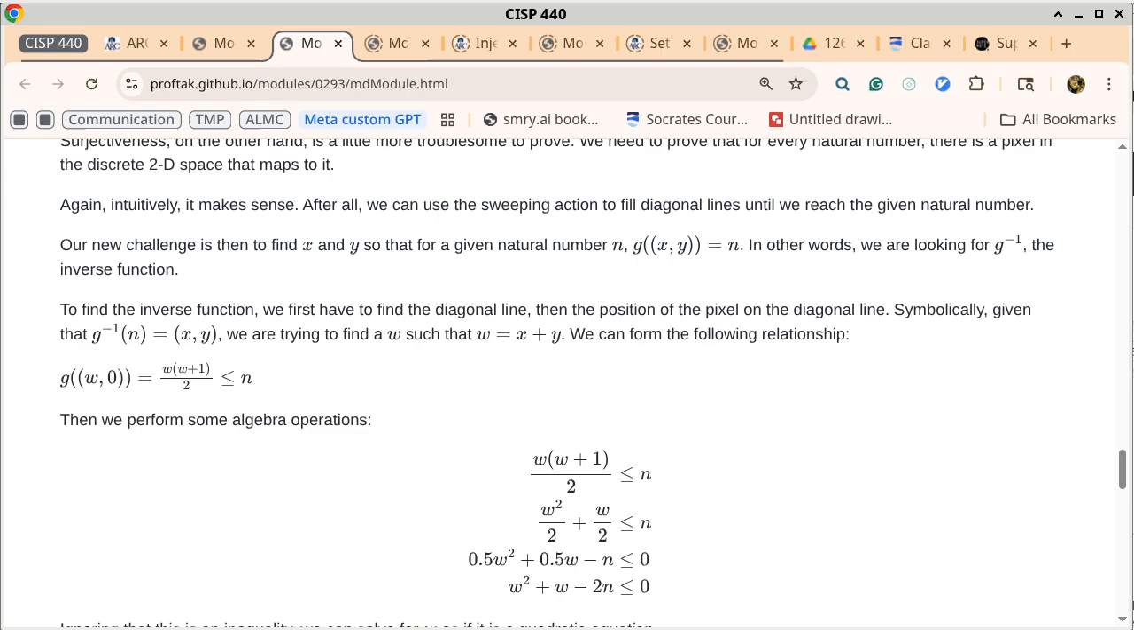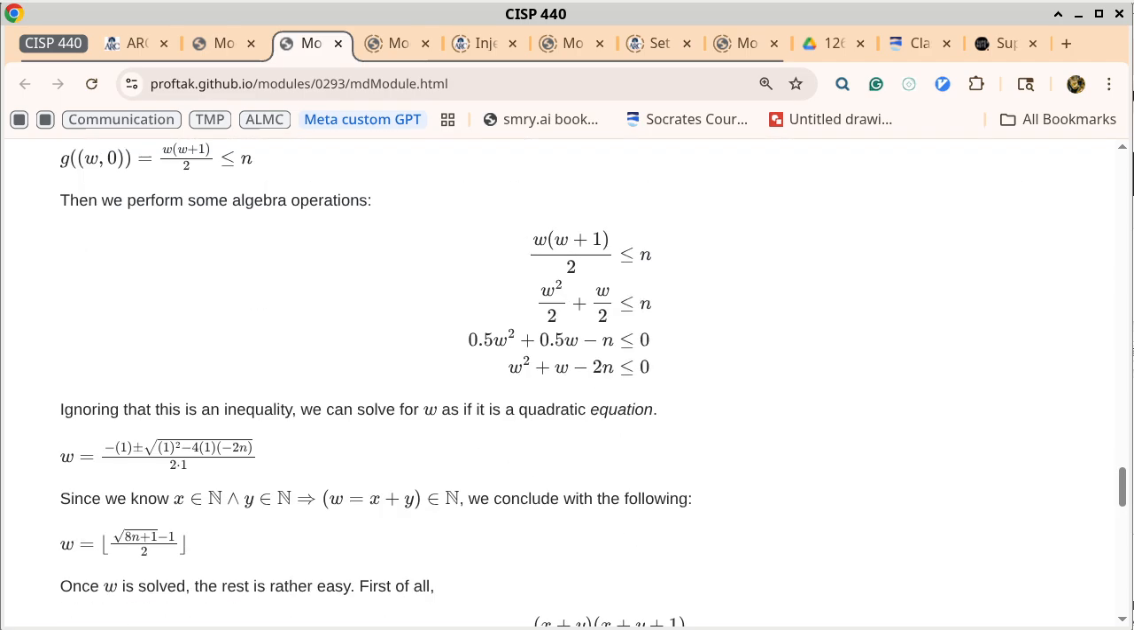So now that we know that, we also know that n is not always corresponding to a pixel at the base, which is the x-axis. So that means the actual natural number corresponding to xy can be more, which is n here. So now we have an inequality. The inequality is w times w plus 1 divided by 2 has to be less than or equal to n itself, like so. So by using a few algebraic steps, we get it to something that looks like this.